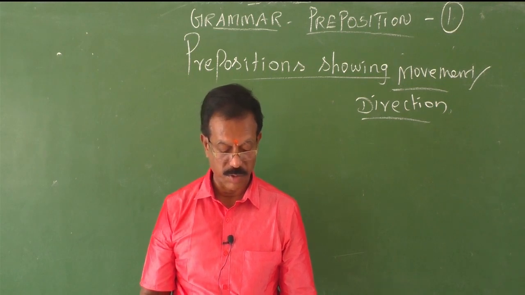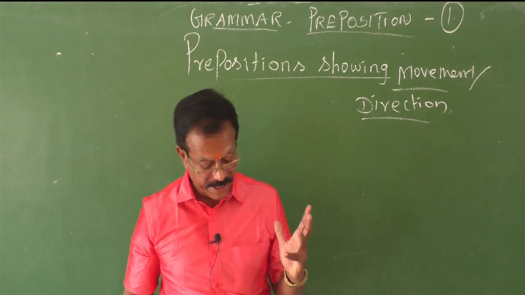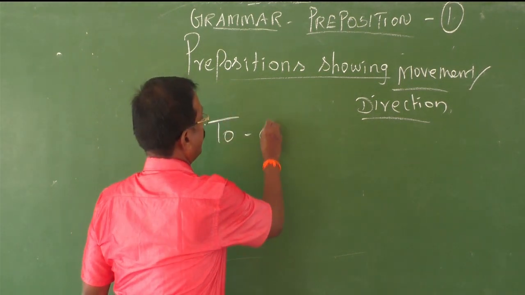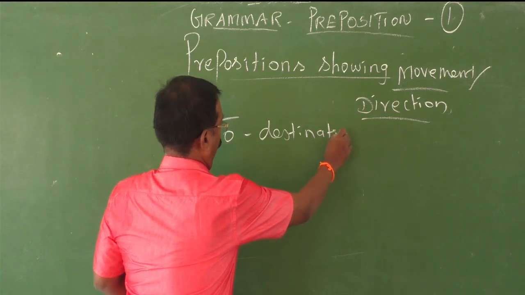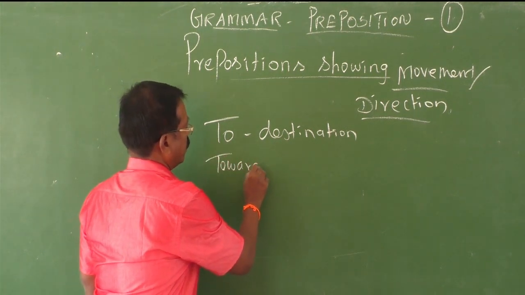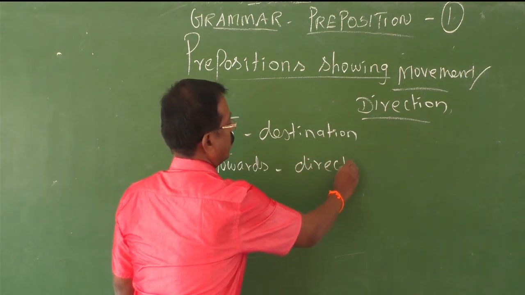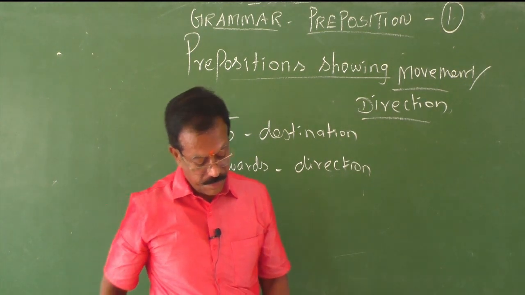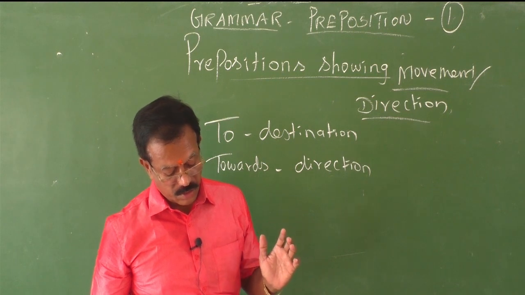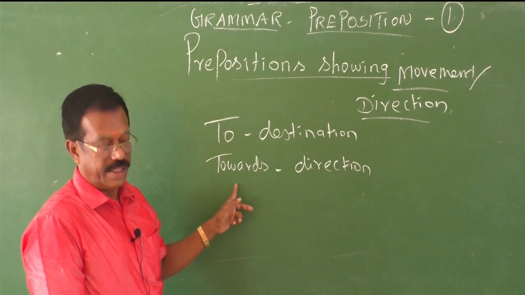Third, prepositions showing direction or movement. To. Generally, we use to with a sense of destination. To has a sense of destination, but towards means direction. So you should know the difference. We went to school. We went towards the school. So what is the difference? To means destination, towards means direction.